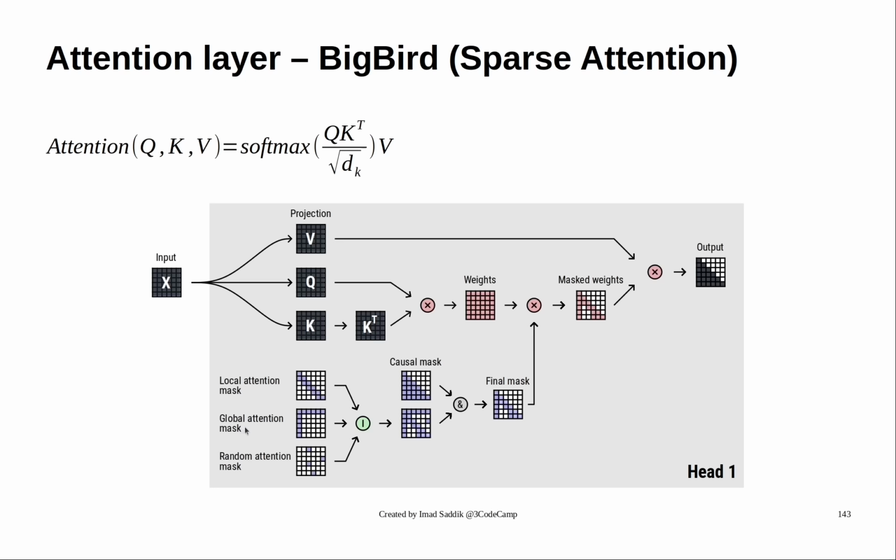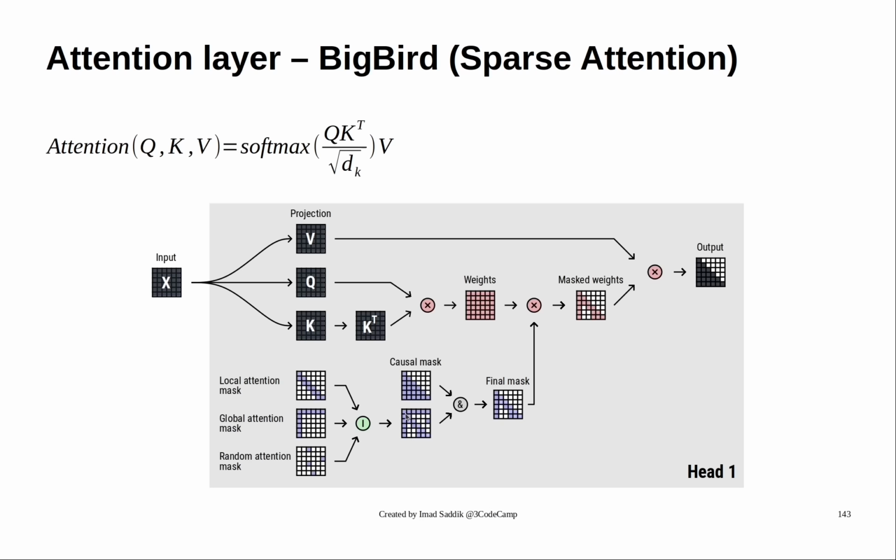We have global attention, which looks like this. And finally, the random attention mask. Here, this symbol means OR. So we are going to take these masks. You can see that the cells that are colored in blue contain the number 1 or true, and outside that we have false. When we use the OR operation, we are going to fuse these 3 masks into one mask.